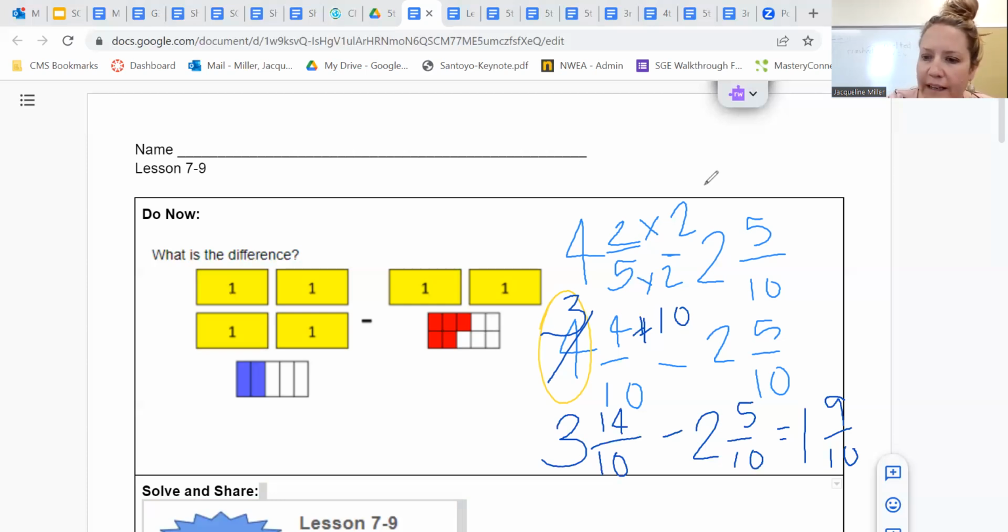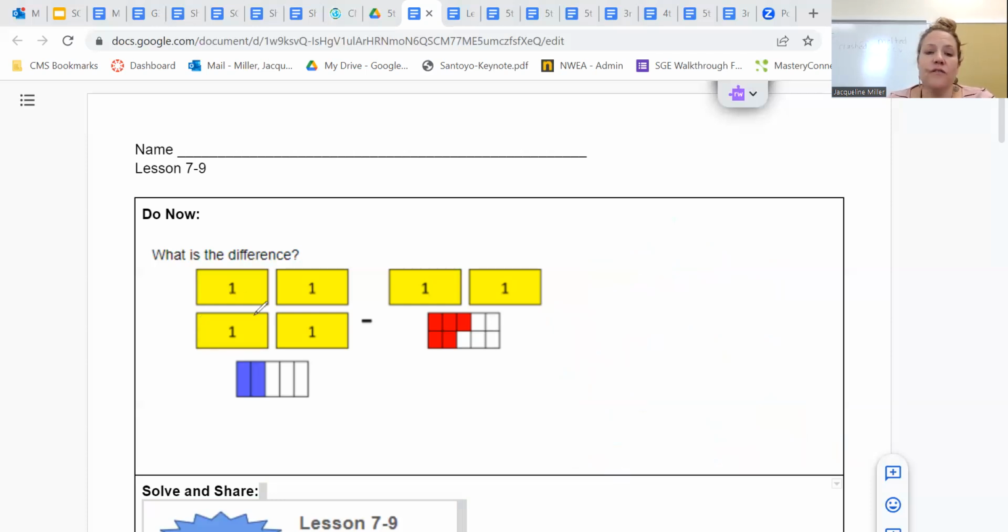So that is one way to solve this problem, is with numbers. So the other way that you can do this, some students prefer the visual solving. Some students, it is very, very confusing. So it just depends kind of on their learning preference.